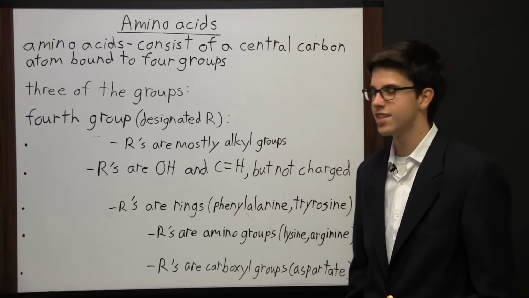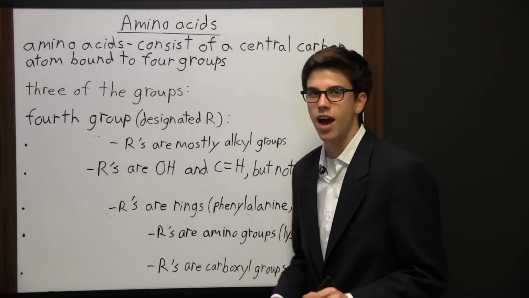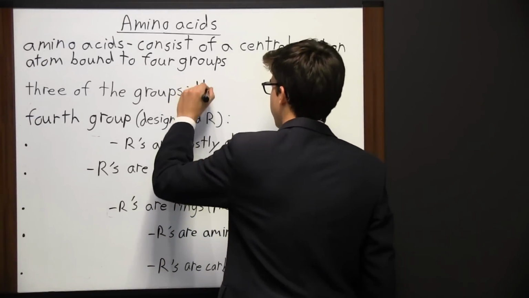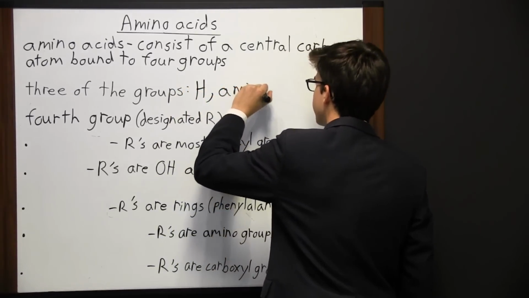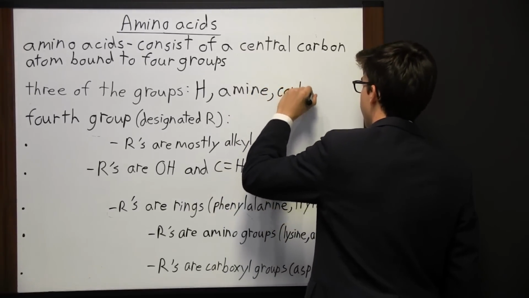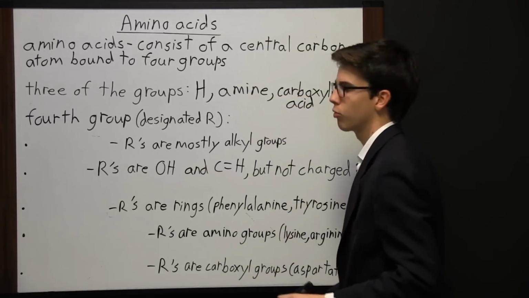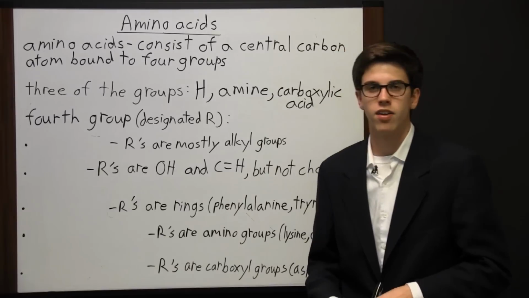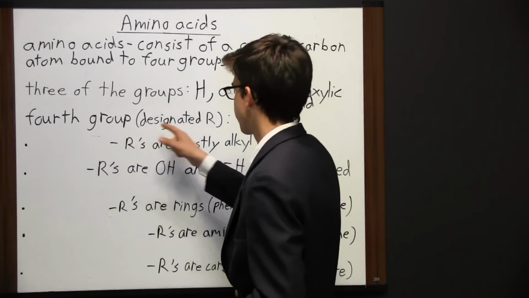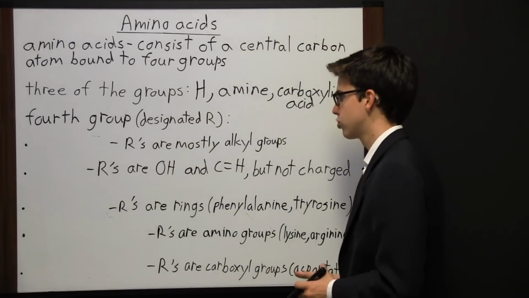Amino acids consist of a central carbon atom bound to 4 groups. Now, in every amino acid, 3 of those groups are always going to be the same. They're going to be made up of hydrogen, amine, and a carboxylic acid. So it's the 4th group that is going to differ in the 20 naturally occurring amino acids. And so this 4th group could also be called the designated R. So R basically just stands for any type of chemical chain.